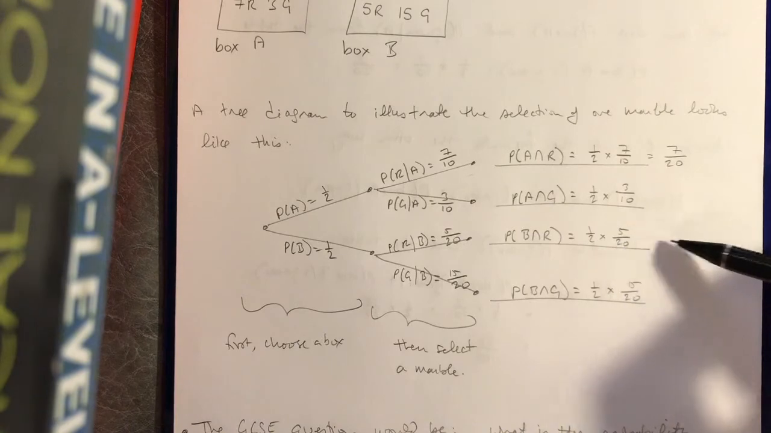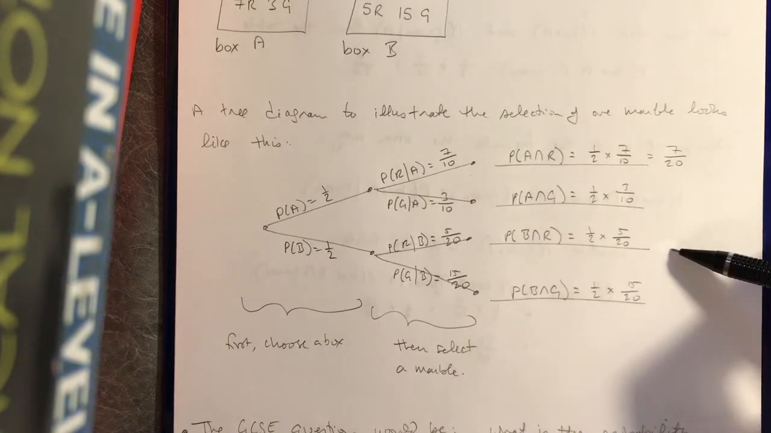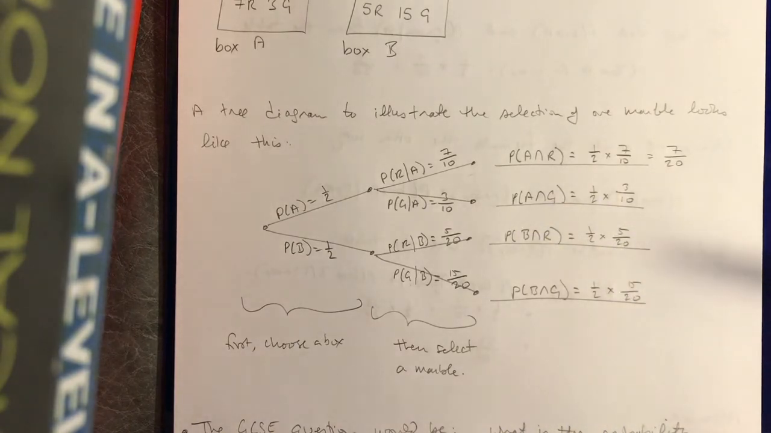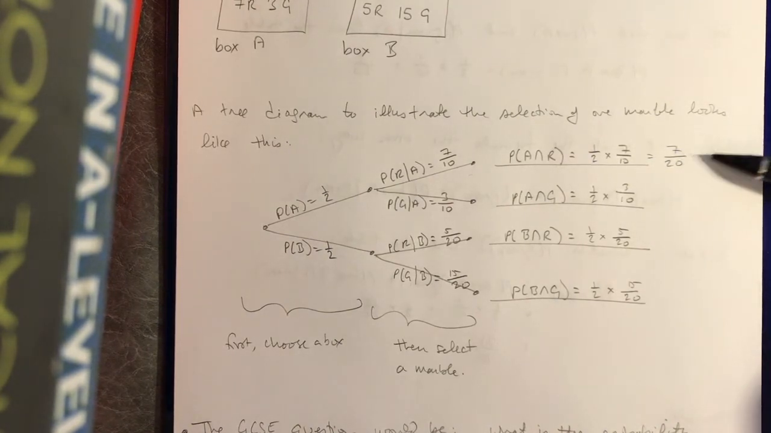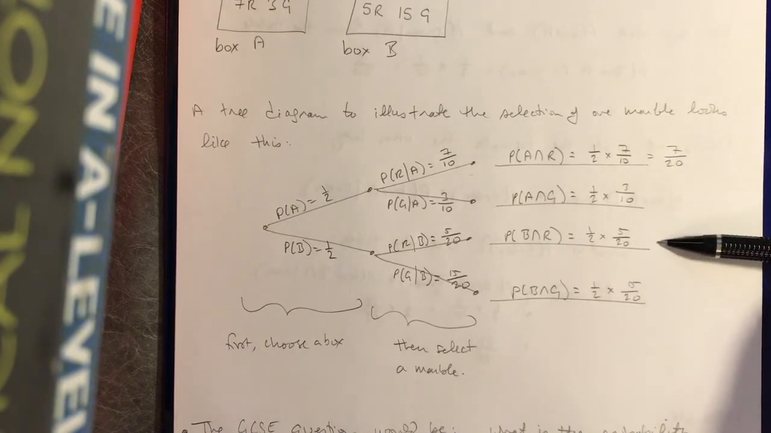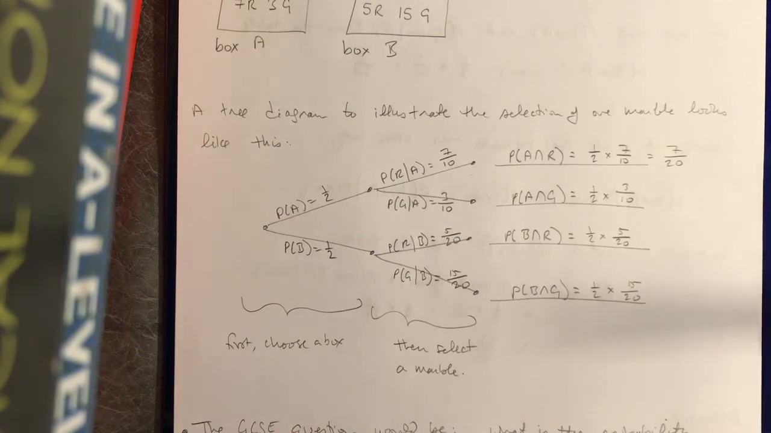Well, that's 5 out of 40. What's the probability of getting a red marble? Well, there's two ways to get a red marble. You either choose it from box A or you choose it from box B. So you would add 7/20ths plus 5/40ths, and that's the probability of selecting a red marble. And I can ask all sorts of questions that are straightforward to answer off the tree like that.